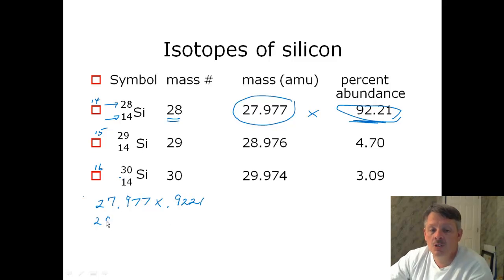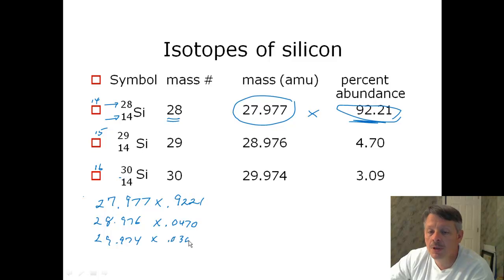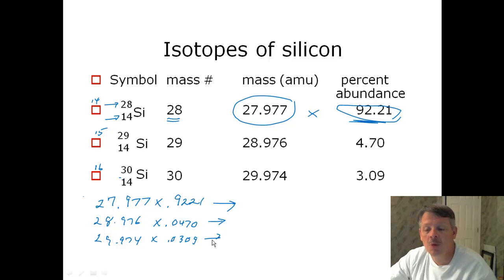We're going to take 28.976, and we're going to multiply that by 0.0470. And we're going to take the last one, which is 29.974. We're going to multiply that by 0.0309. You're going to come up with answers here for each of these. And when you're all done, you're going to add them up.